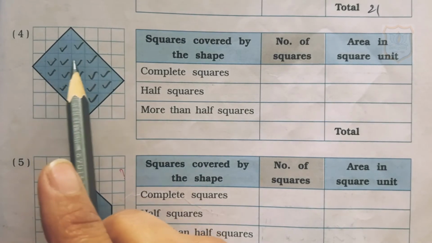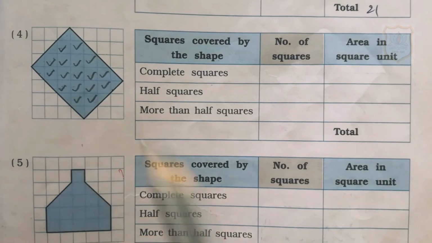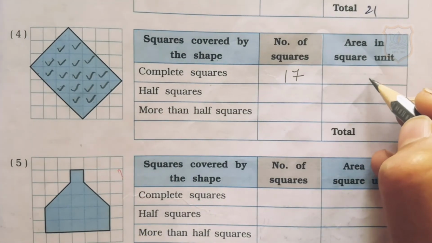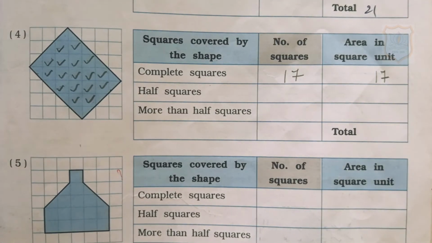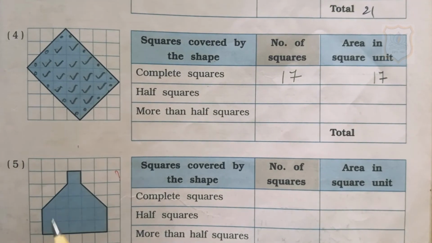1, 2, 3, 4, 5, 6, 7, 8, 9, 10, 11, 12, 13, 14, 15, 16 and 17. So here 17 complete squares are there. So area in square unit also we will write 17. Now we will find out how many half squares are there, and we will place a dot on half squares. In this way we will place dots on half squares.